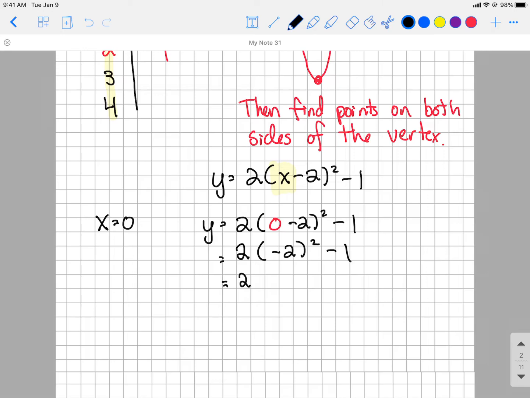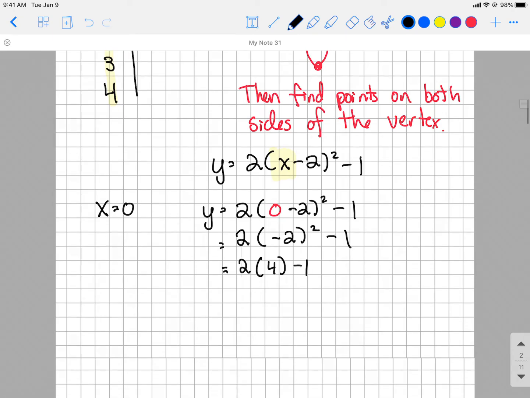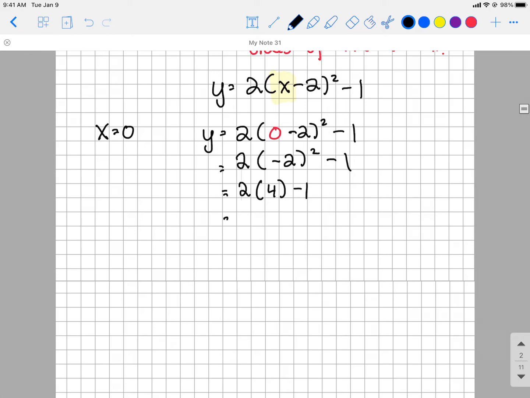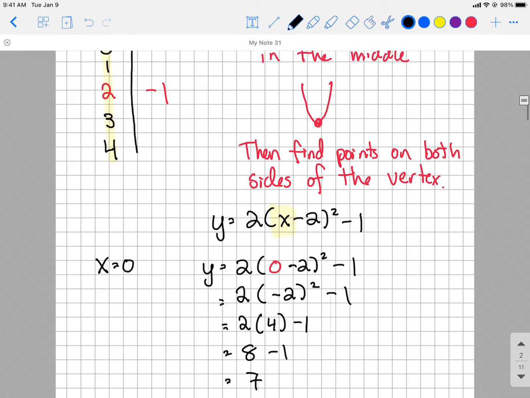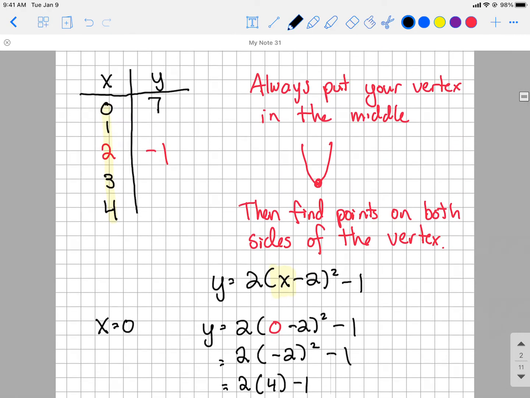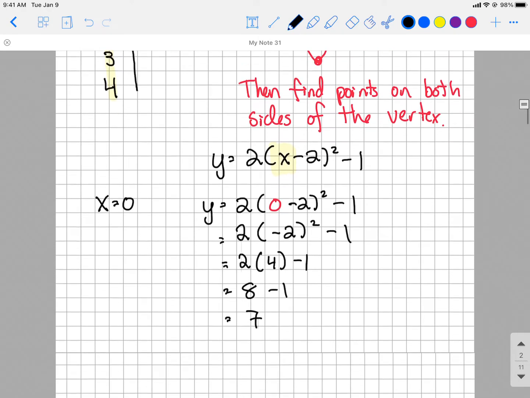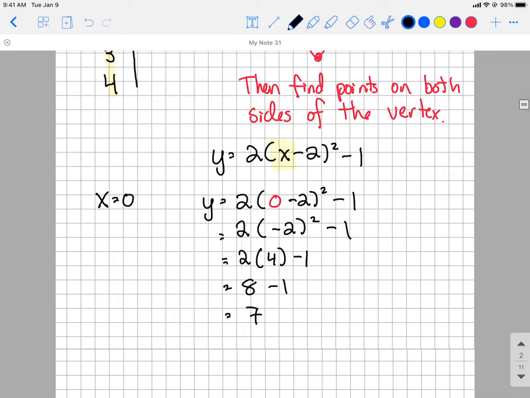So next up, we need to do our exponents. -2 squared is 4. Multiplication comes before subtraction, so 2 times 4 is 8. And then 8 minus 1 is 7. So that tells us that when x equals 0, going back up to our table, y is 7. Perfect. So we've got one of our values.